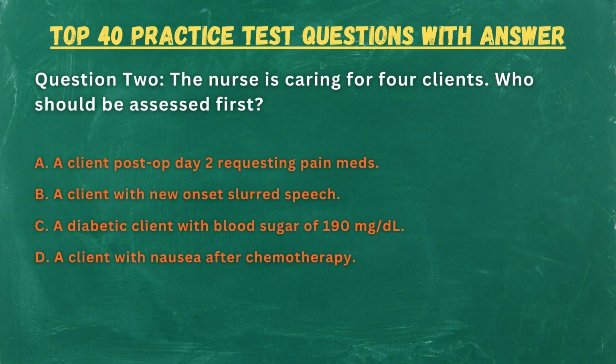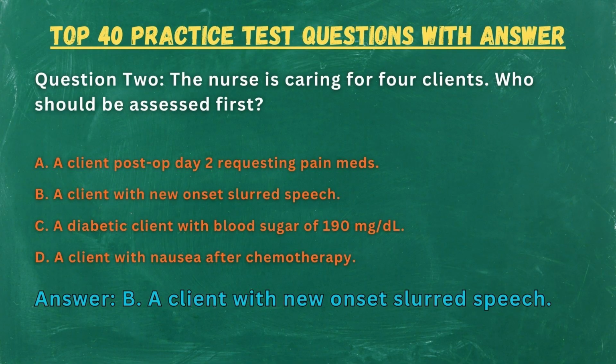Question 2. The nurse is caring for 4 clients. Who should be assessed first? A. A client post-op day 2 requesting pain meds. B. A client with new onset slurred speech. C. A diabetic client with blood sugar of 190 milligrams per deciliter. D. A client with nausea after chemotherapy. Answer. B. A client with new onset slurred speech.